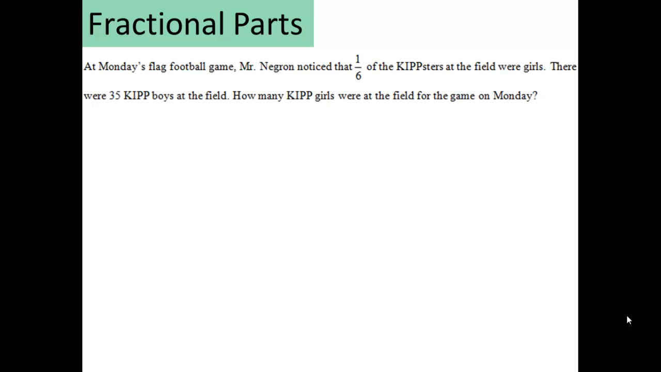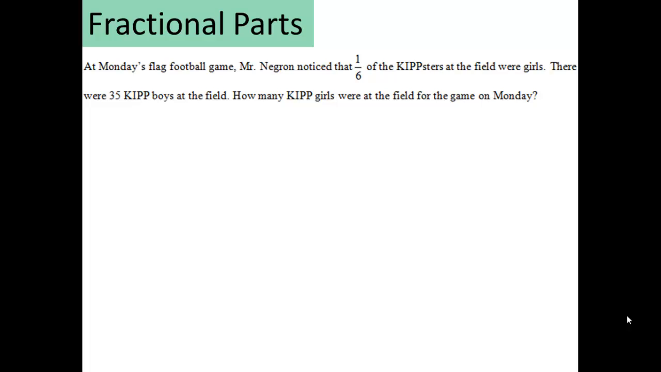Some problems involving fractional parts. Take a look at this one. It says at Monday's flag football game, Mr. Negron noticed that 1/6 of the Kipsters at the field were girls. There were 35 Kip boys at the field. How many Kip girls were at the field for the game on Monday?